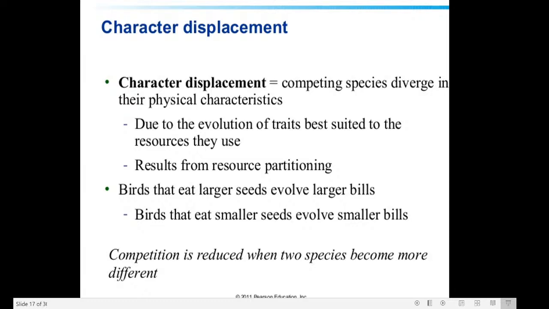Another thing, the environmental factor, the character displacement. In character displacement, the competing species diverge in their physical characteristics. There are two species in competition, and they diverge in physical characteristics due to evolution, becoming best suited to the resource they use. This results from resource partitioning, which is also food taken. This partitioning is related to character displacement.